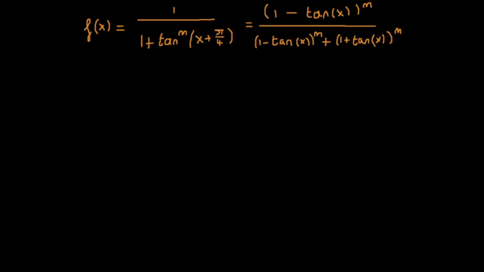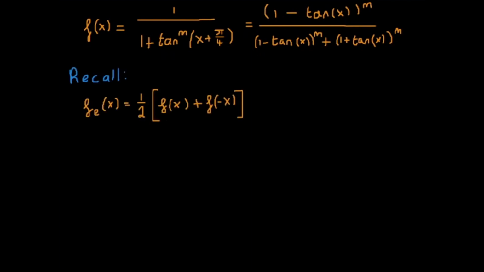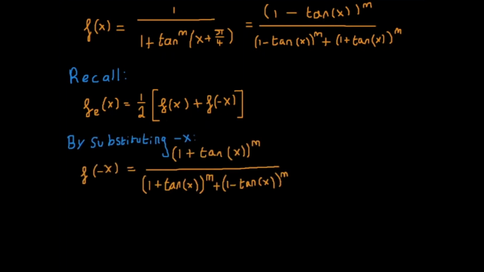This is the function that we're integrating between symmetric bounds, which means that we can change the integral to the even function of this function. If we recall, that's given by a half f of x plus f of minus x. So in order to get f e of x, we're going to need to find f of minus x. We do this by substituting minus x into the function given at the top, and we see that the denominator is the same in each case, but the numerator differs by a sign of tan of x.